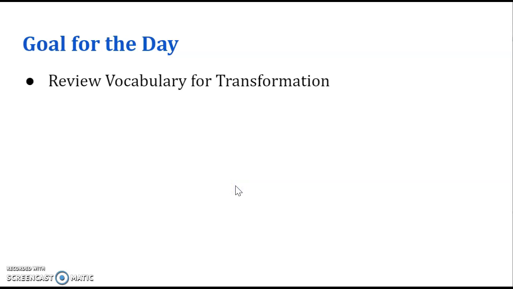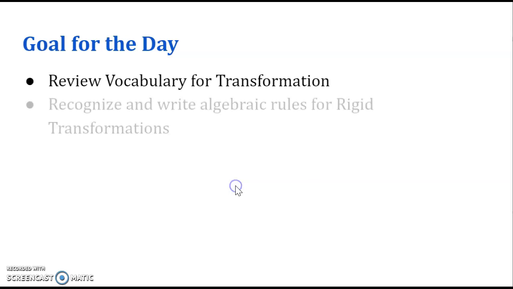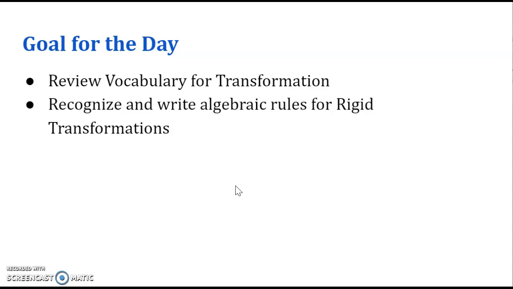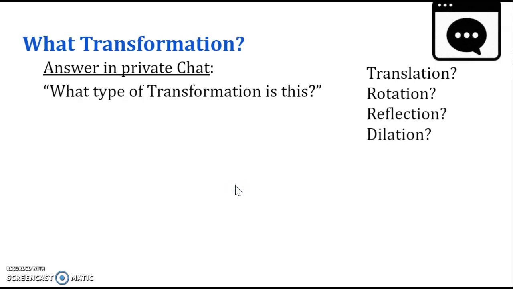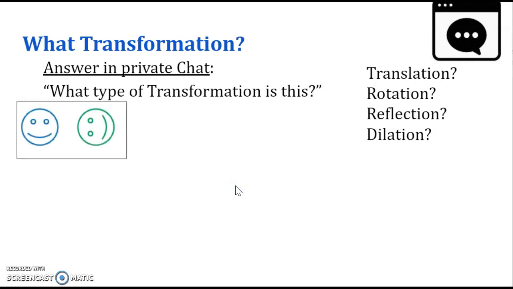Okay, so what are we doing today? We are going to review vocabulary for transformation and recognize and write algebraic rules for rigid transformations. So what is transformation? Please type in chat what type of transformation this is. As far as transformation goes, there's translation, rotation, reflection, and finally dilation. They're all transformations. So look at this diagram.